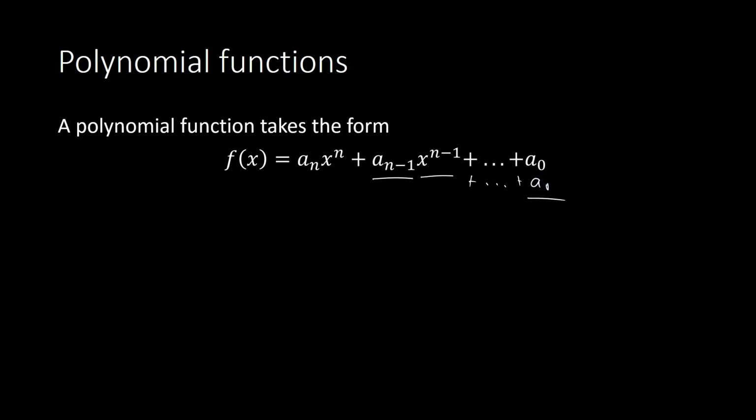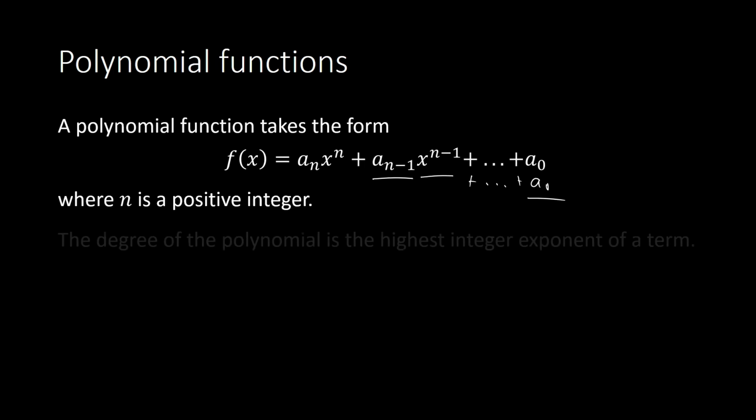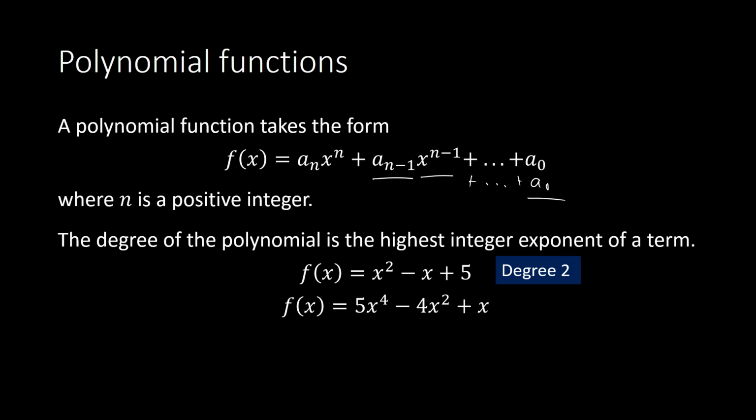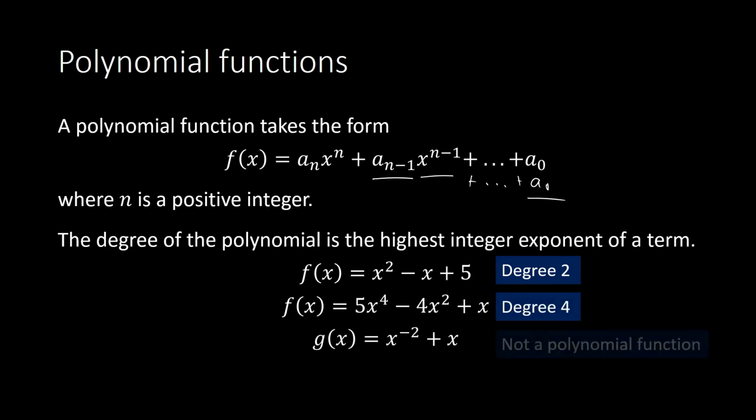So this is the constant term, and n is a positive integer. That is how we define a polynomial function. Now, the degree of a polynomial function is the highest integer exponent of any term. So this one, for example, is a degree 2 polynomial function. This one is a degree 4 polynomial function. This one is not a polynomial function.